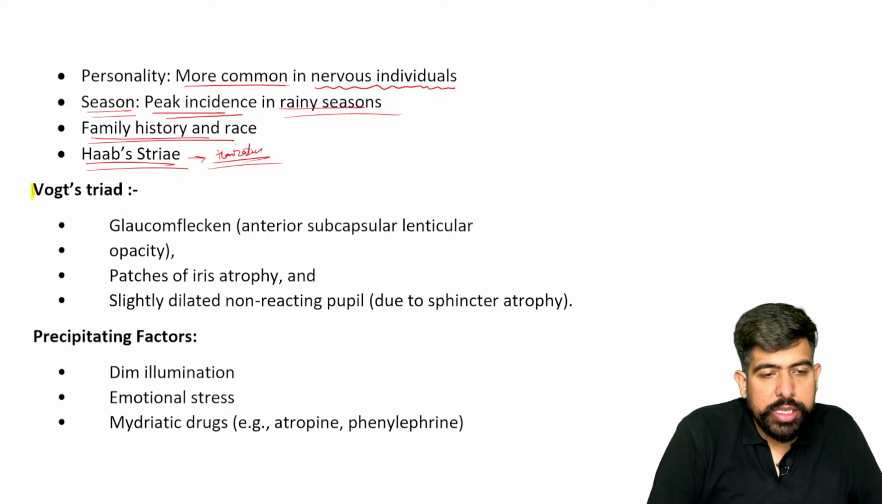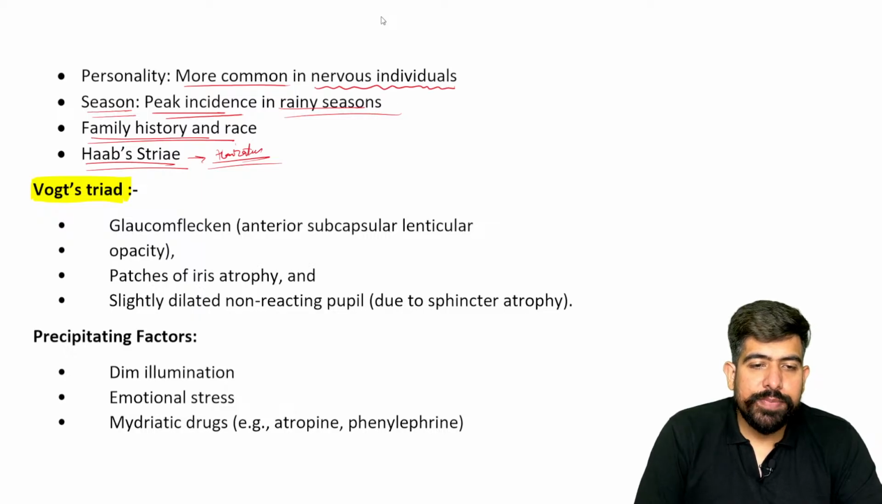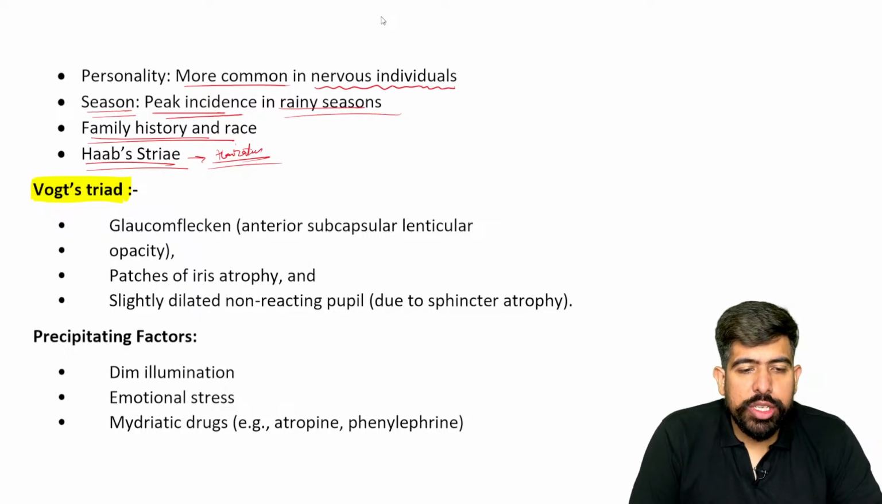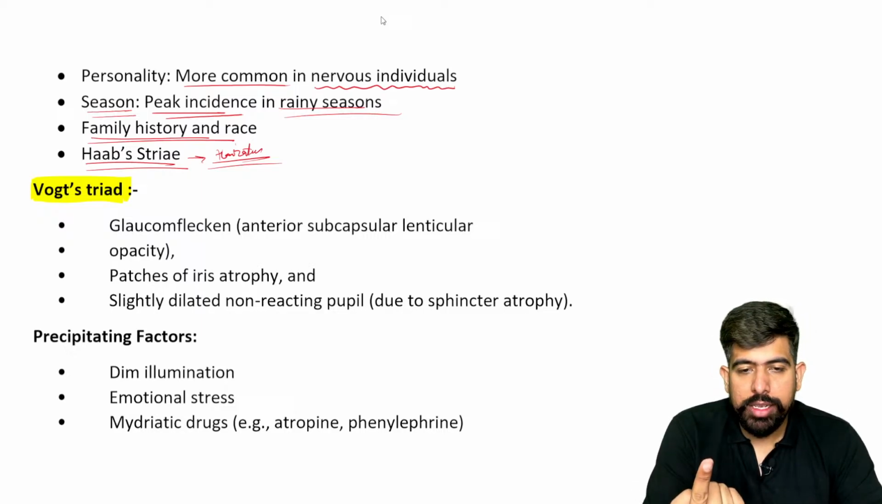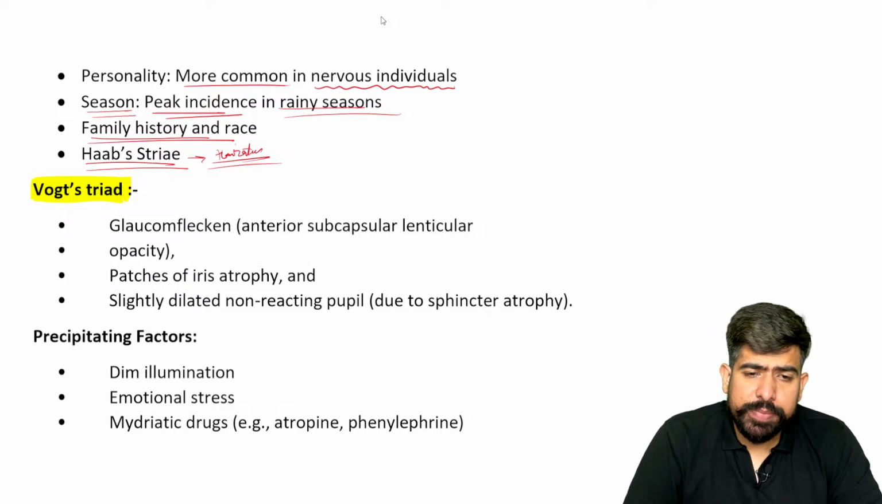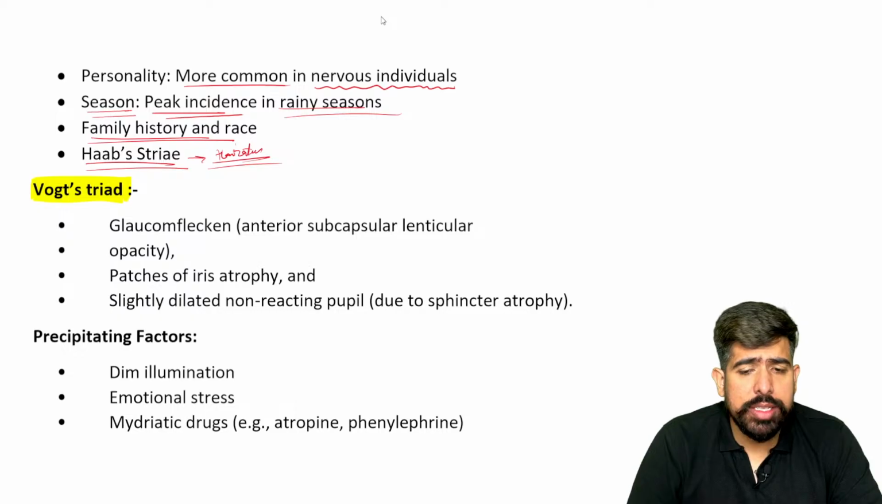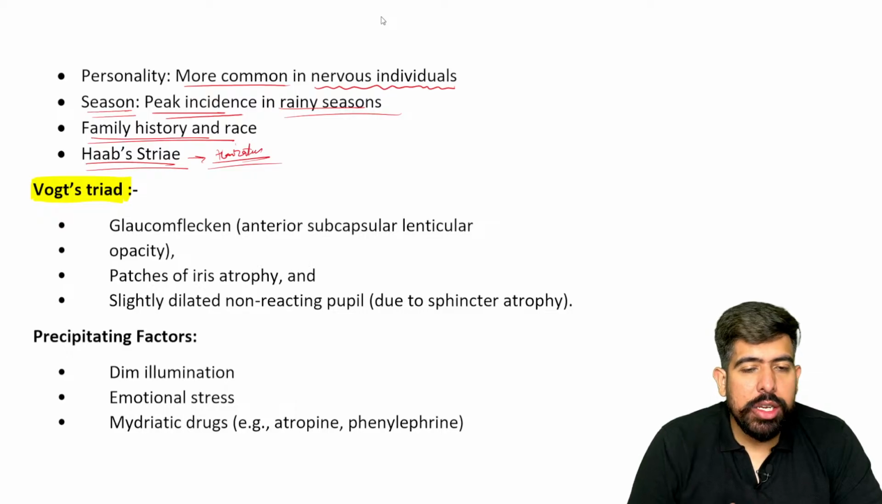There is a triad we are going to see. What is the name of this triad? Please remember, Vogt's striae is different and Vogt's triad is different. If the question is asking about Vogt's triad and you think this is Vogt's striae, you mark keratoconus. Not that, guys. If they are asking about the triad, it will be three things. The three components of the triad will come in your angle closure glaucoma.